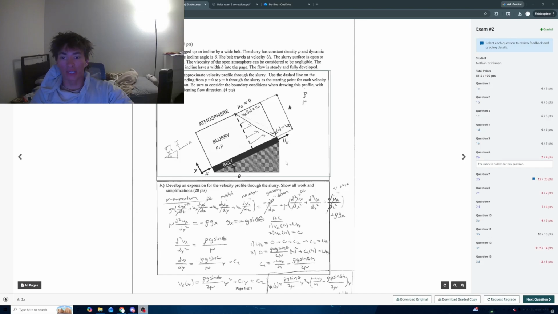So I'll be redoing problem 2 of the exam, and for part A, it wants us to draw the velocity profile, and we're going to assume a no-slip boundary condition, which means the velocity of the slurry at the surface of the belt will equal the velocity of the belt itself.